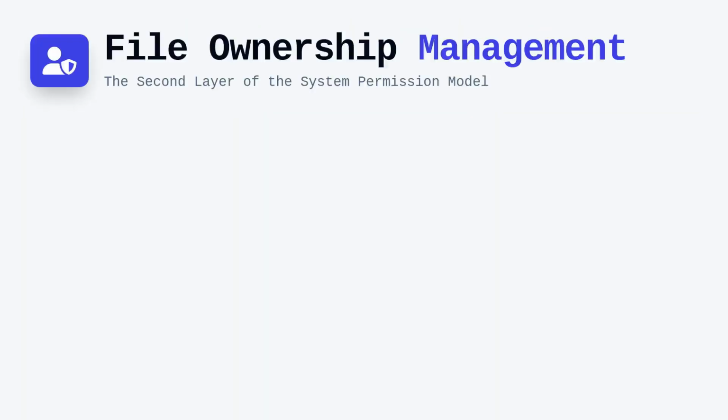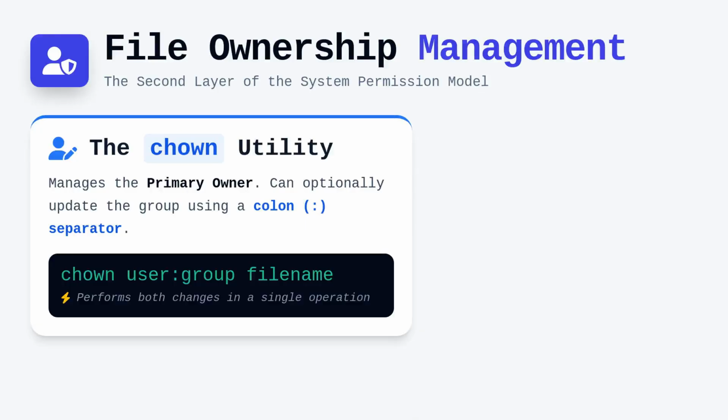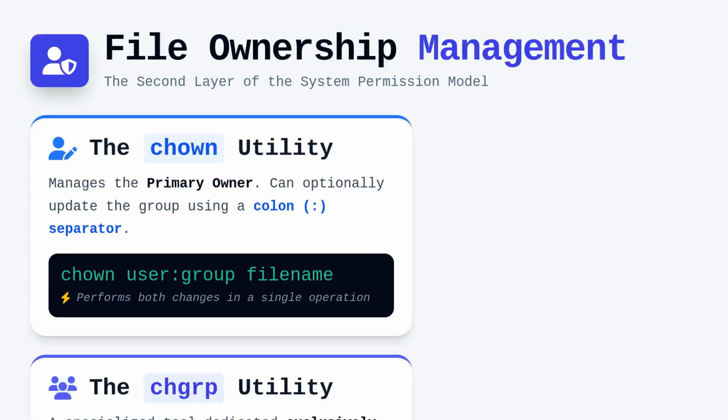Establishing the primary owner and group of a file is managed respectively by the chown and chgrp utilities. The command chown allows an administrator to change the owner of a file, and it can optionally update the group simultaneously by using a colon separator. For example, executing chown user:group filename changes both the owner and the group in a single operation. The chgrp command is more specialized and only modifies the group ownership, following the same syntax and behavior as chown.